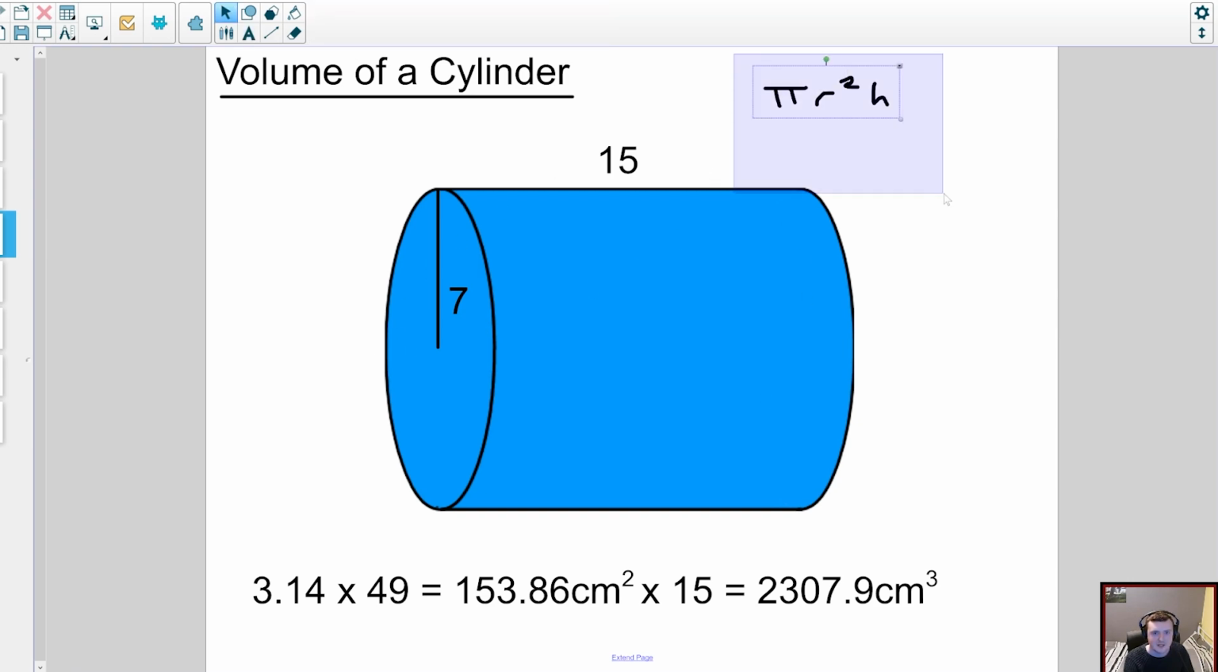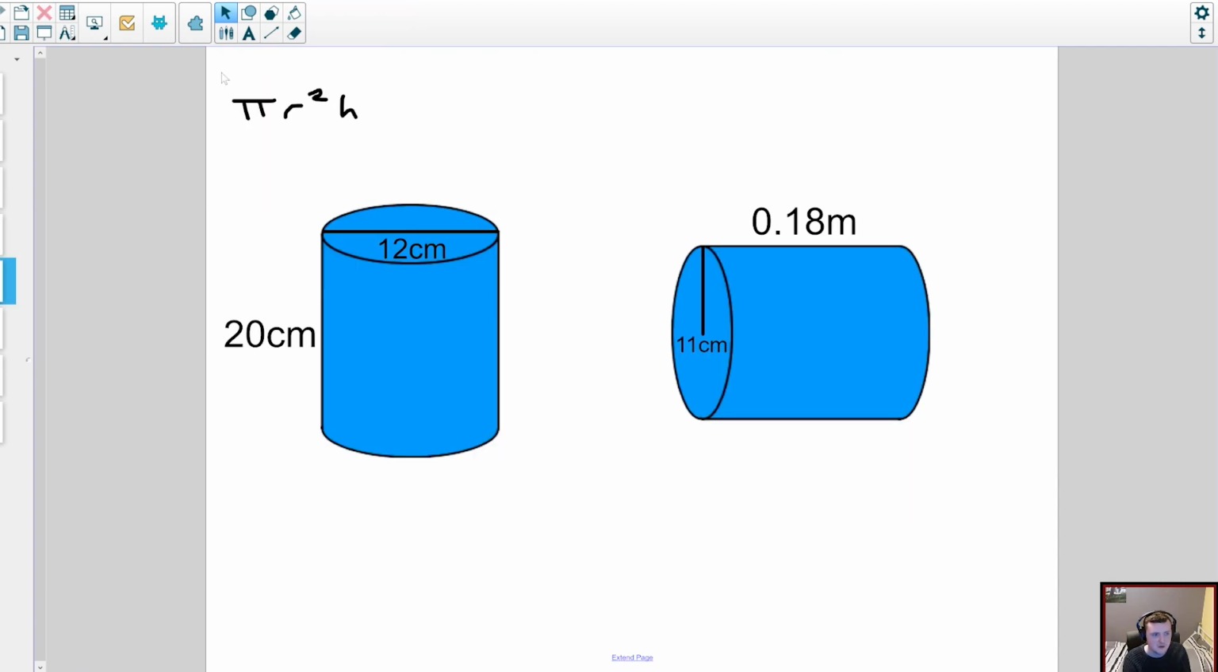And pi r squared h is the formula for the volume of a cylinder, so make sure you remember that. In fact, I'm going to copy it over here so you can use it to help you answer these next two problems. Try and tell me what the volumes of these cylinders are. Take a minute to pause the video and have a go. I'll be with you in a second.